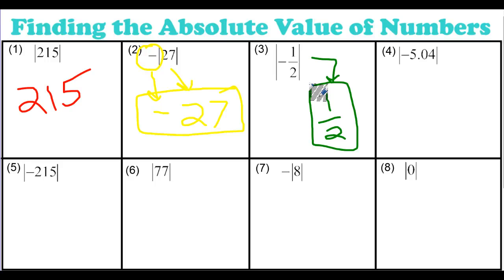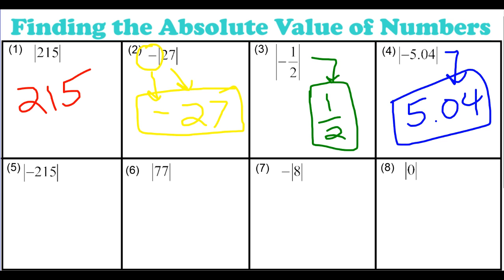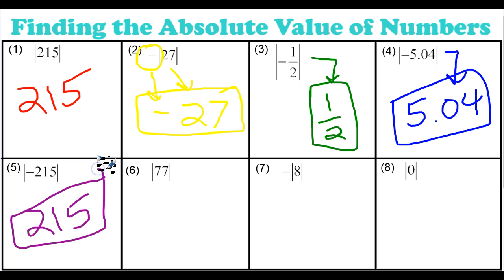In 4, negative 5.04 is the same distance away from 0 as 5.04. So that's the absolute value we're looking for there. The same with negative 215 is the same distance away as positive 215, which is why we put it right under that there. So we can see that a positive and a negative number have the same absolute value if their numerical value looks the same.